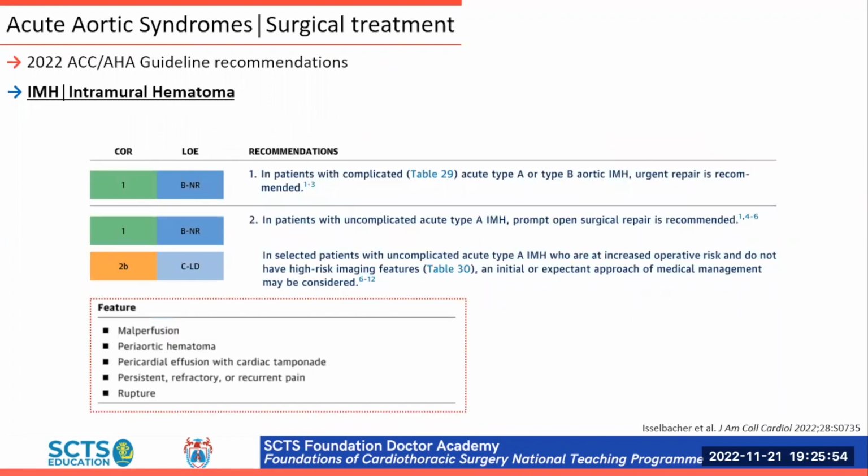Intramural hematoma, as I just mentioned before, differently from type A acute aortic dissection, does not require an urgent repair. This means that you can plan the operation quite accurately. Of course, if there is a concomitant sign of malperfusion, periaortic hematoma, or already pericardial effusion, surgery cannot be delayed.